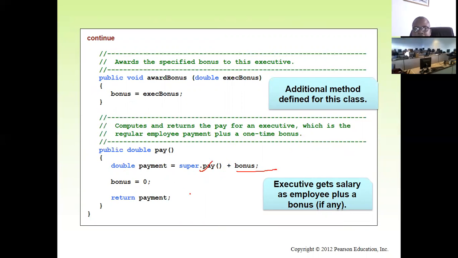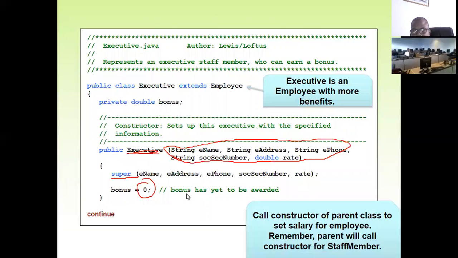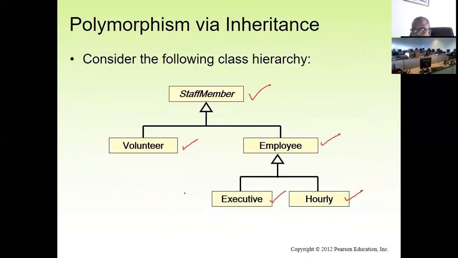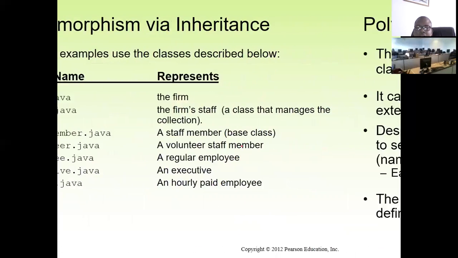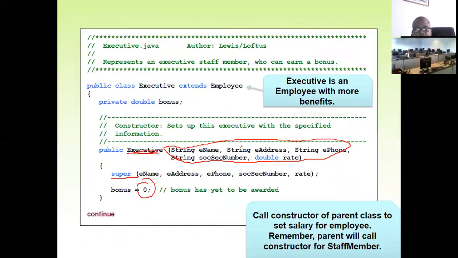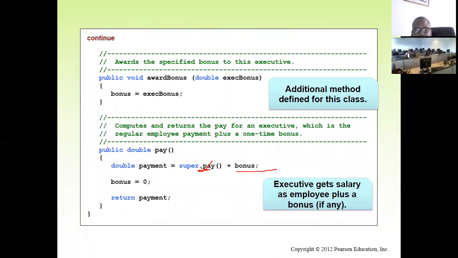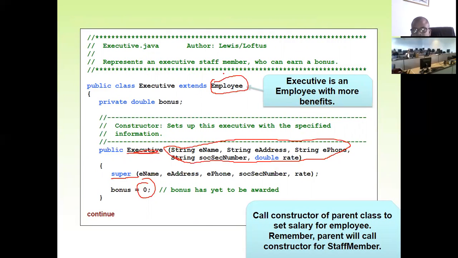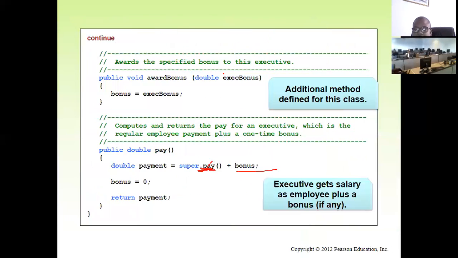Now, remember that an executive is an employee, based on our hierarchy. So Executive does not extend StaffMember. Executive extends Employee. Everybody sees that? Remember, StaffMember has an abstract version of pay, but Employee has a pay rate. So the employee's pay method basically returns a pay rate. Therefore, what we have done inside Executive is to apply this version of pay, which is coming from the parent class of Executive, and notice Executive extends Employee. So Employee has a method implemented called pay.